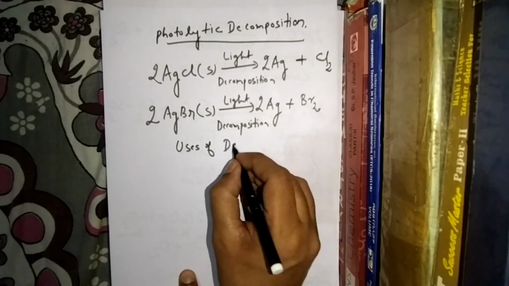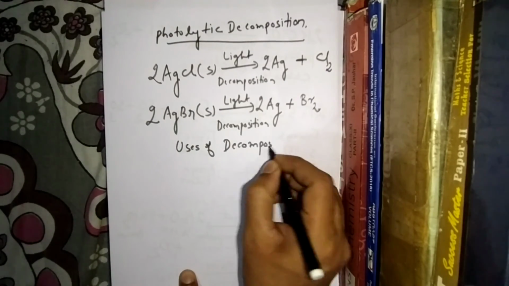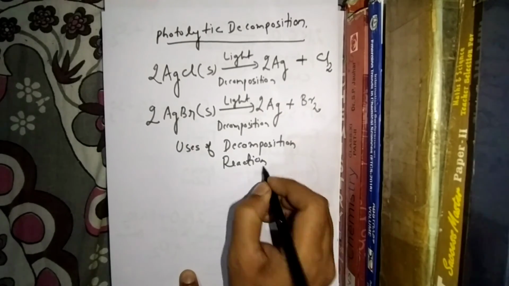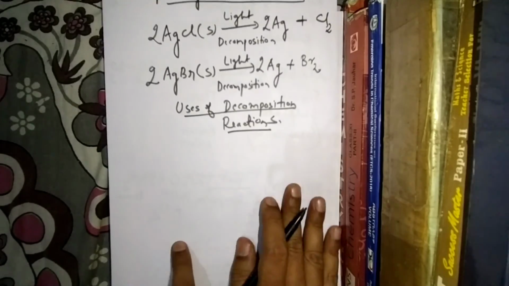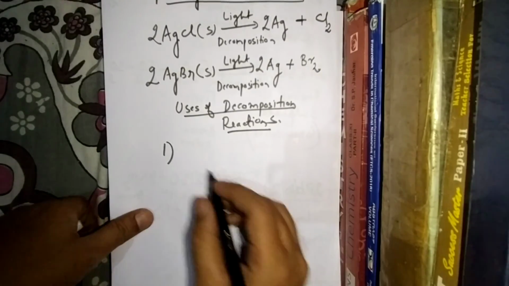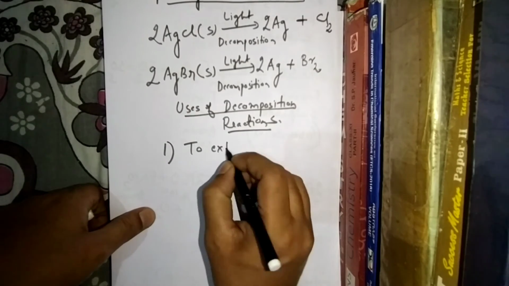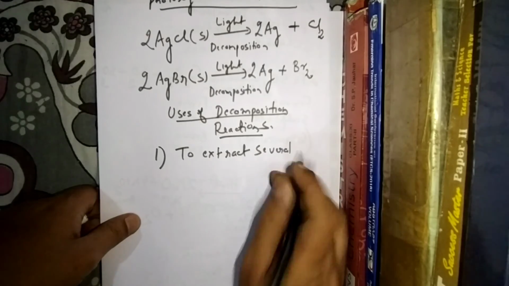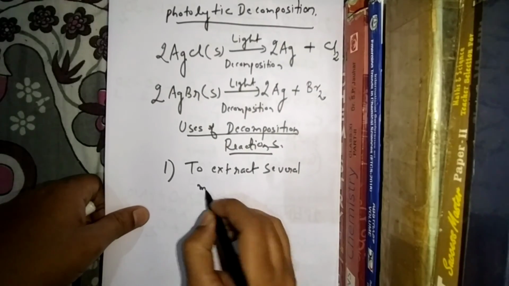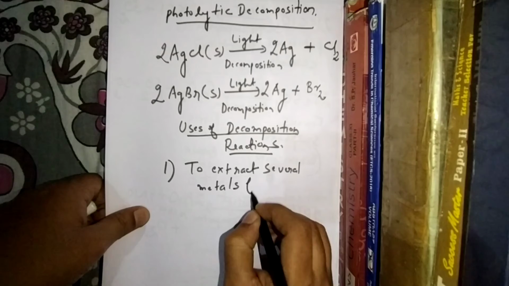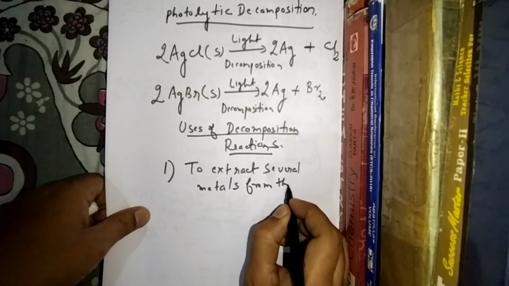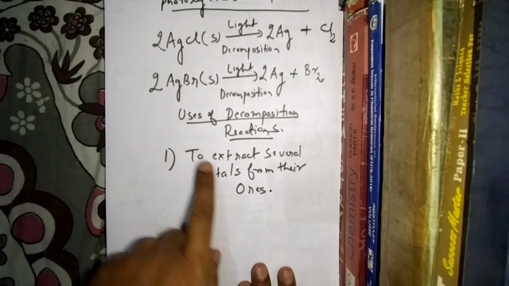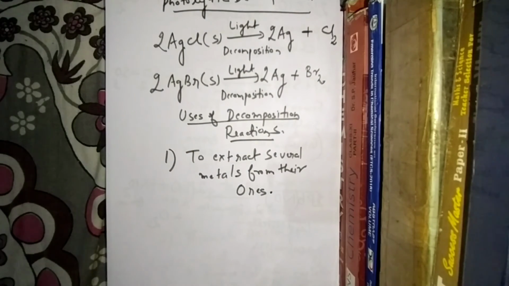Uses of decomposition reactions. Now the first use. Now decomposition reactions are used to extract several metals from their ores. ओके, आने वाले चैप्टर में हम पढ़ेंगे एक्सट्रैक्शन ऑफ मेटल्स फ्रॉम देयर ओर्स.